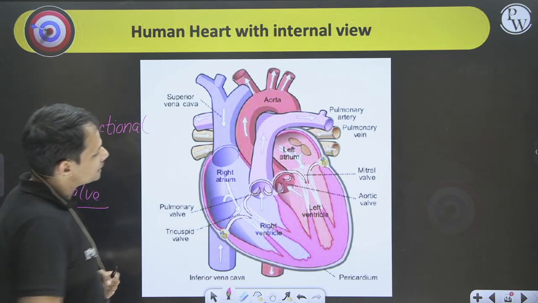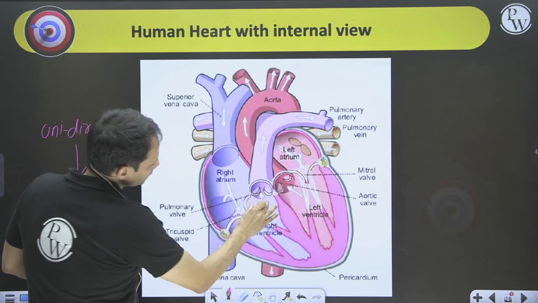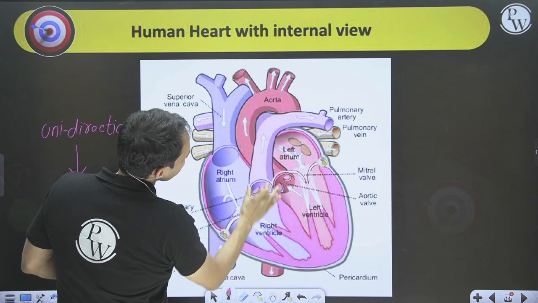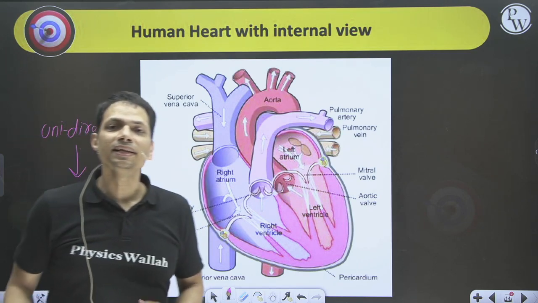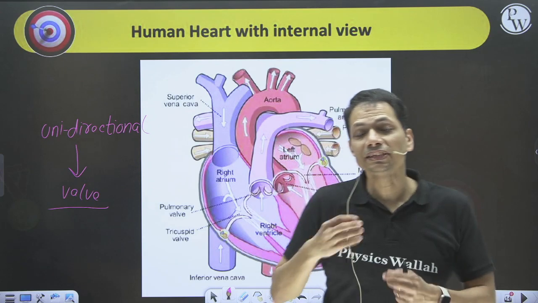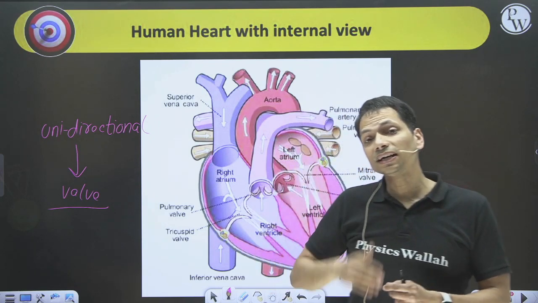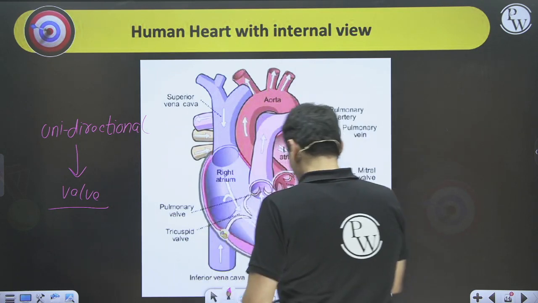Also, we can see that from the right ventricle there is this very big artery which is called the pulmonary artery. Now, what is an artery? An artery is a blood vessel which carries blood away from the heart. Very, very important.